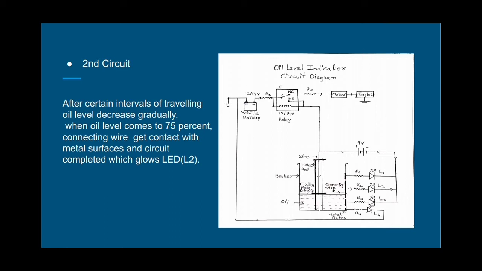In simple words, as time passes, the oil level decreases due to use for lubrication or leakage factors. When the oil is sufficient in the tank as shown in the figure, the connecting wire will make contact with the second metallic plate. This will complete the 9-volt battery circuit which will glow the LED L2, indicating the oil level is sufficient and there is no need to add extra oil to the tank. In this case, LEDs L1, L3 and L4 will not glow.